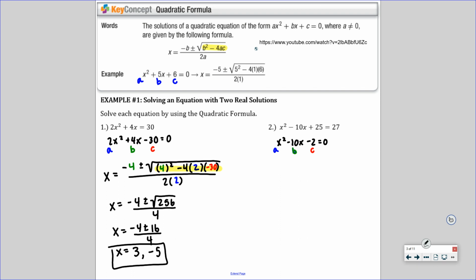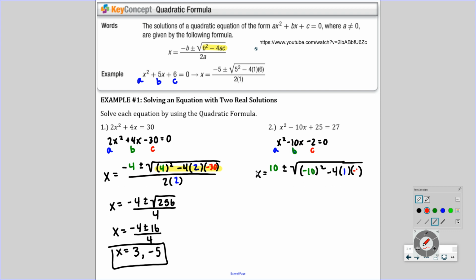So my quadratic formula, if I'm looking up there, x equals the opposite of b. So in this case, the opposite of b would be positive 10, since b is negative 10, plus or minus the square root of b squared. And make sure you put that in parentheses, especially when b is a negative. B squared minus 4 times a times c. A is 1, c is -2, all over 2a.